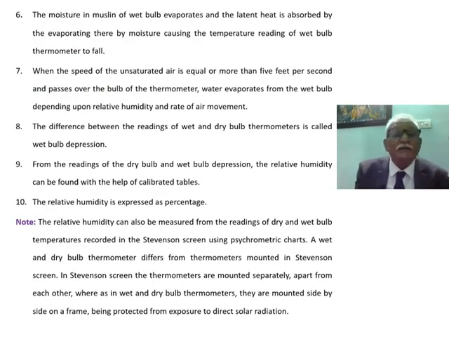The moisture in the muslin of the wet bulb evaporates, and the latent heat is absorbed by the evaporating moisture, thereby causing the wet bulb temperature reading to fall. Latent heat of evaporation makes the mercury in the thermometer fall. So when the speed of the unsaturated air is equal to or more than the required feet per second, it passes over the bulb of the thermometer. Very simple: the difference between the readings of the dry and wet bulb, which I told you several times, is called the wet bulb depression. From the tables we can get the humidity. This is a very simple way.